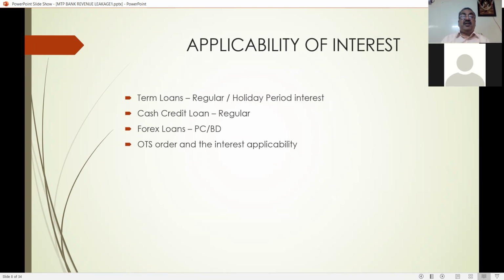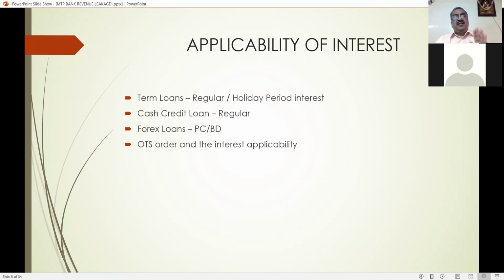And one-time settlement order and its applicability. This is very, very important. Here I mentioned OTS. That's why I think yesterday I said we want to see the loans opened during the year and closed during the year. You have to see the loans closed during the year. The loan may be closed out of a genuine source, or sometimes it may be under settlement.